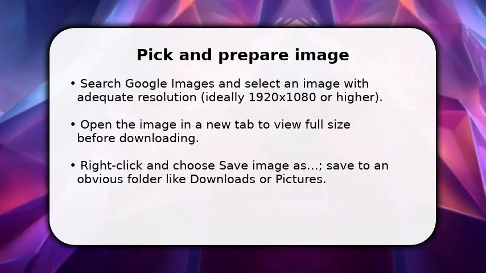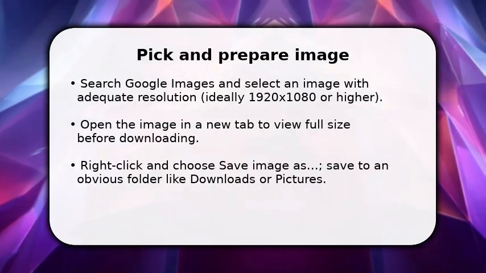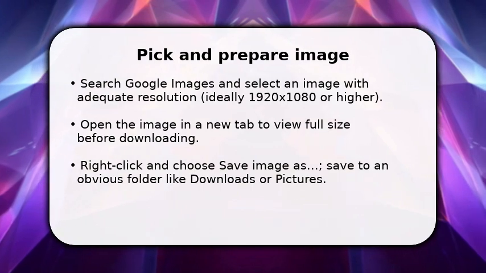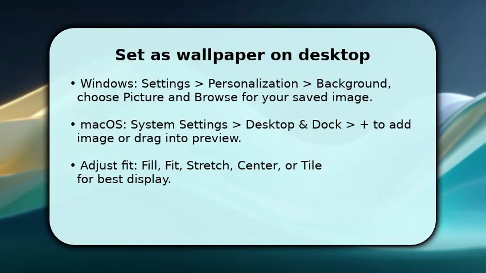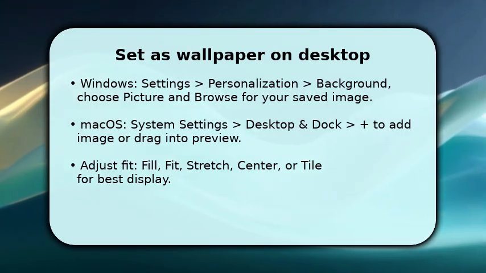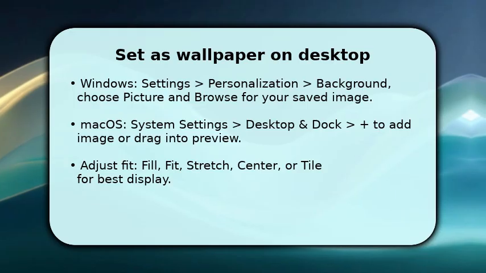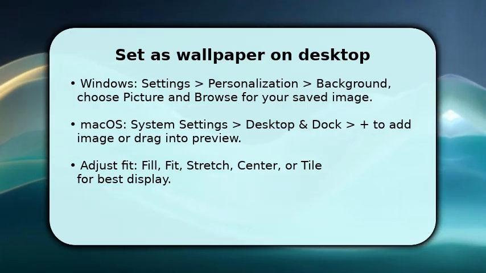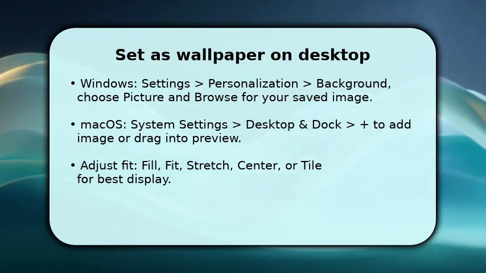So move to your device settings and locate the wallpaper or background controls to continue. On a desktop, navigate straight to your system's background controls. For Windows, open Settings, Personalization, Background, pick Picture and browse to your saved file. Choose Fill or Fit depending on aspect ratio.